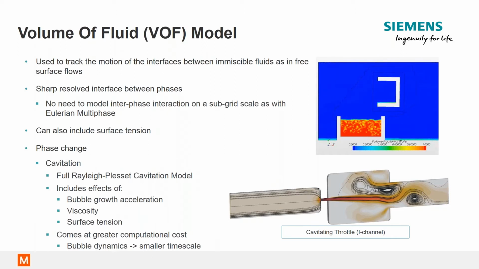Also, VOF does allow you to capture phase changes, such as cavitation, so that when a liquid undergoes a sudden drop in pressure and that pressure eventually becomes lower than the liquid saturation pressure, then vapor cavities appear. So saturation pressure is going to be the main parameter for this type of application. And there are many cavitation models available in STAR. The one we're going to talk about today is the full Rayleigh-Plesset model, and that will be showcased in the following demo.